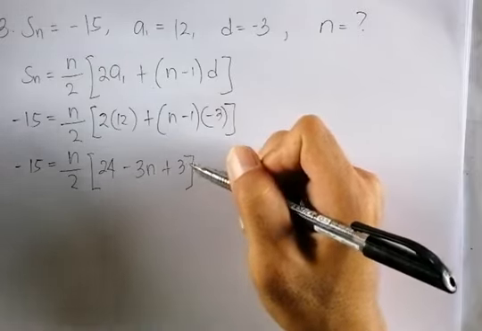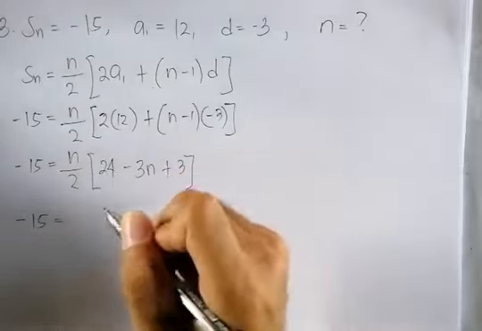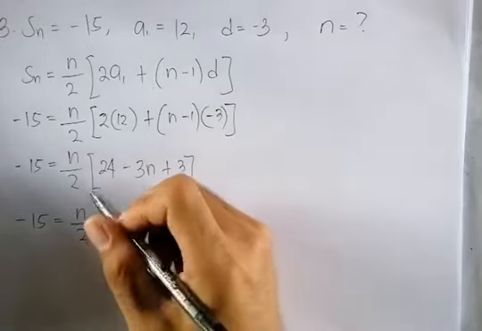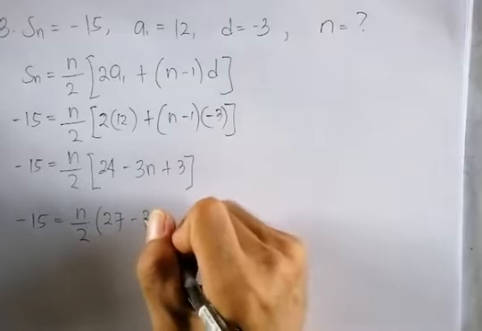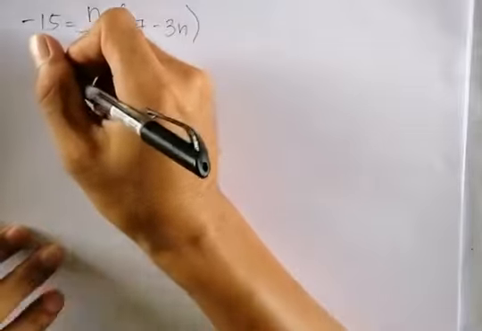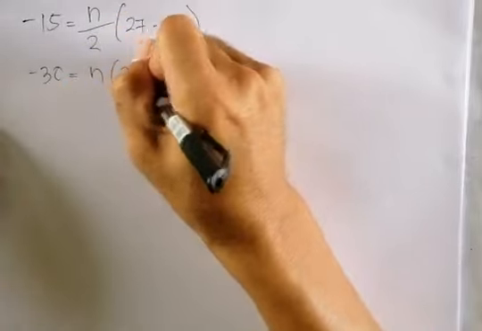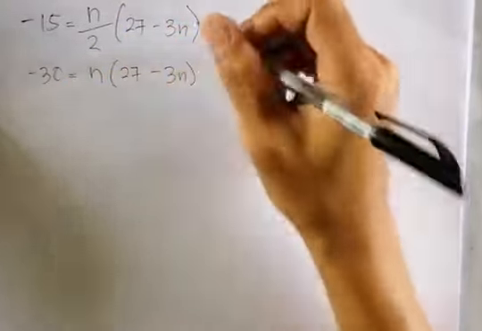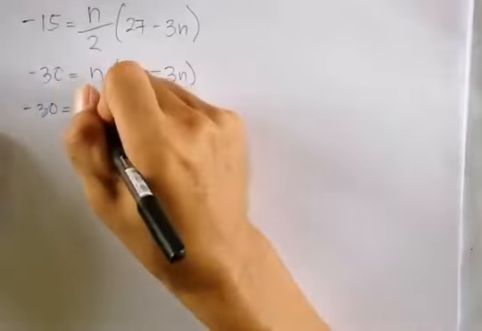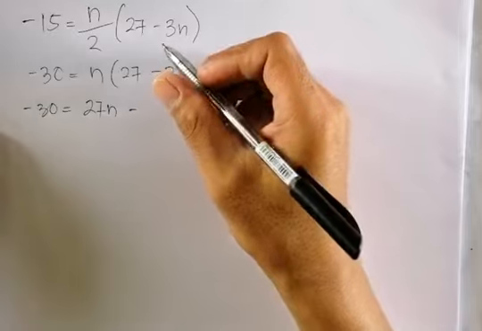Okay. So copy negative 15 is equal to n over 2. Then we have 24 plus 3 is 27 minus 3n. Apply the cross multiplication. So we have negative 15 times 2, that is negative 30, is equal to n times the quantity of 27 minus 3n. So next we have negative 30 is equal to distribute. So n times 27, that is 27n. Then n times negative 3n, that is negative 3n squared.